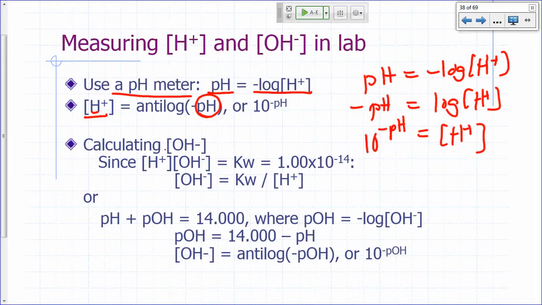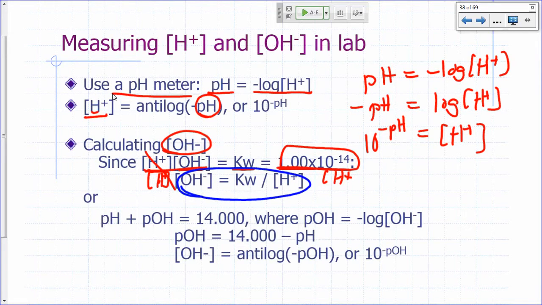Once you know your H plus, then you can easily calculate your hydroxide. How? Well, H plus times hydroxide must be equal to Kw, and you know Kw is 1.00 times 10 to the negative 14. So to solve for hydroxide, divide both sides by H plus, and you'll find that your hydroxide is just Kw over H plus concentration.